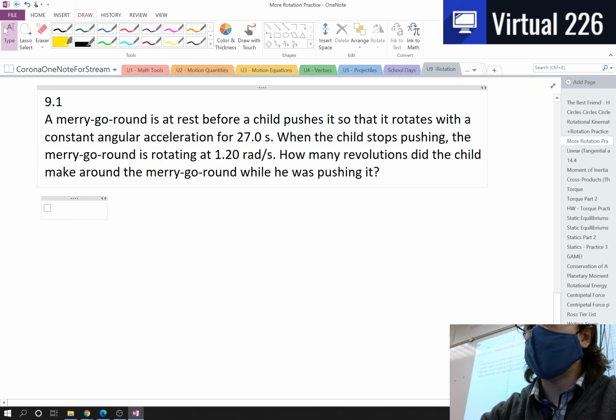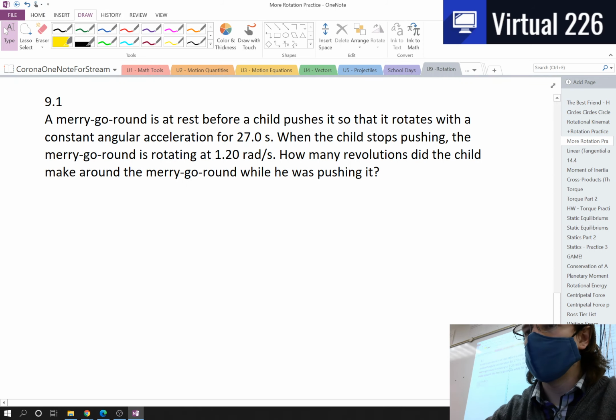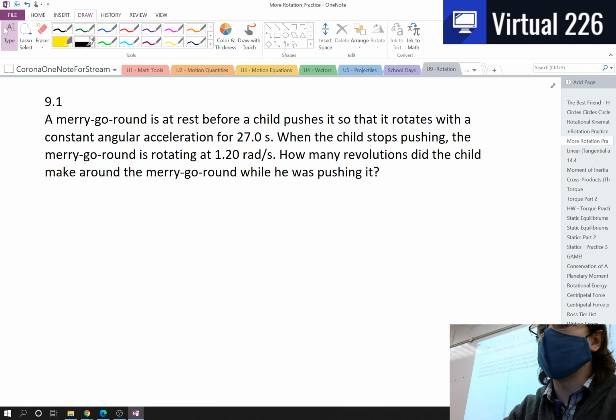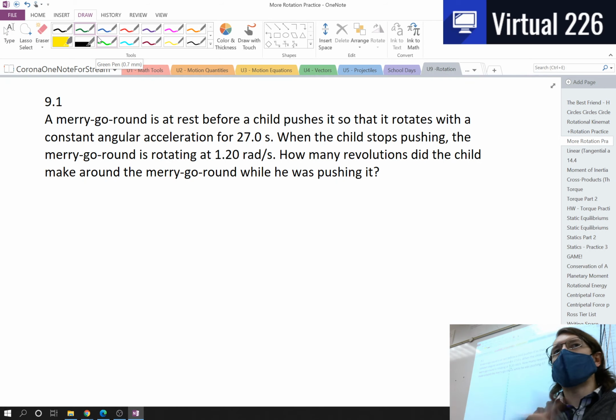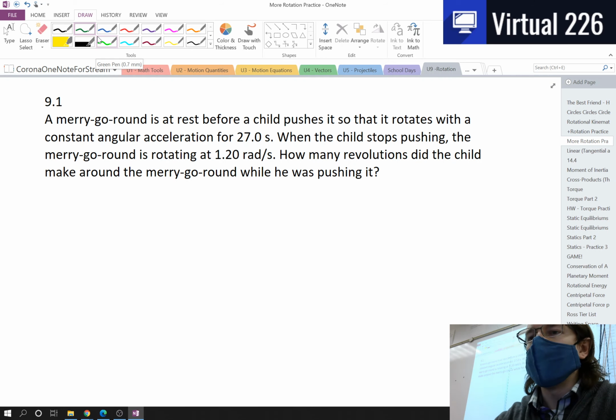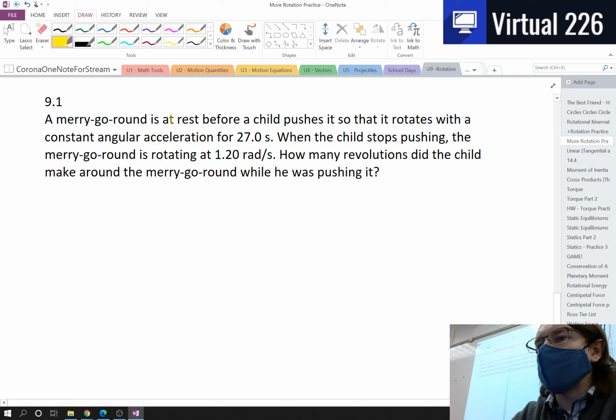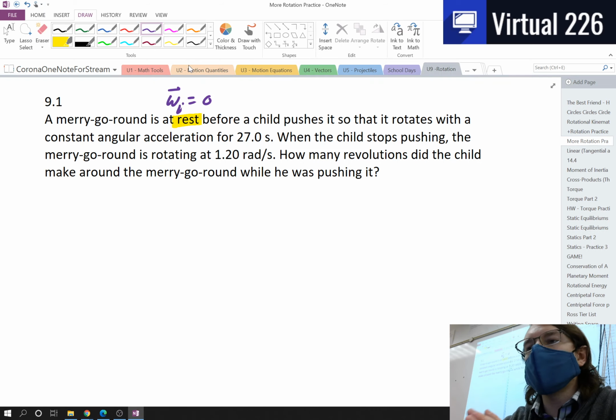So looking here at a rotation practice problem for Unit 9, this is number 9.1. What we have is one of those merry-go-rounds where you're at a park and it's a manual one. They took them out everywhere because kids were getting hurt, but they're still super fun. And it's initially at rest. So we know it's not spinning initially, so its initial angular velocity is 0. But then a child pushes it, okay?